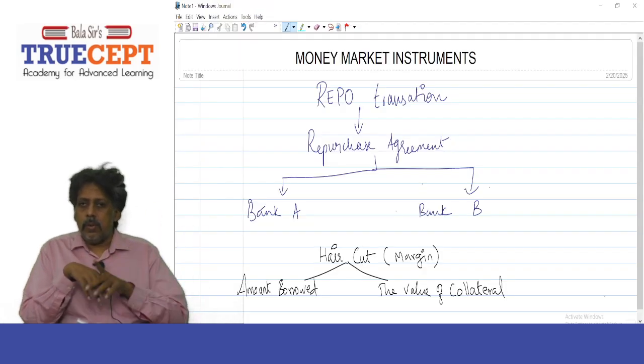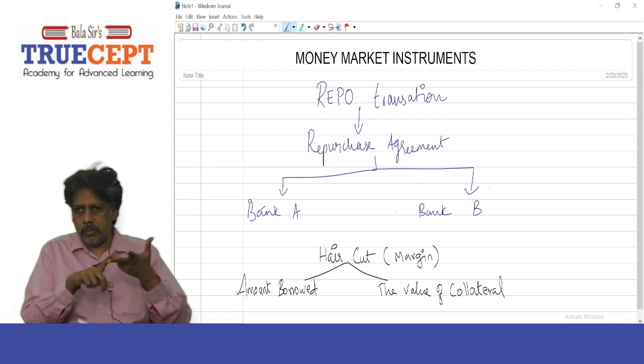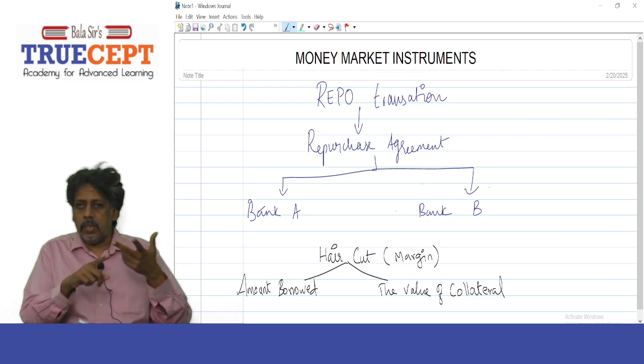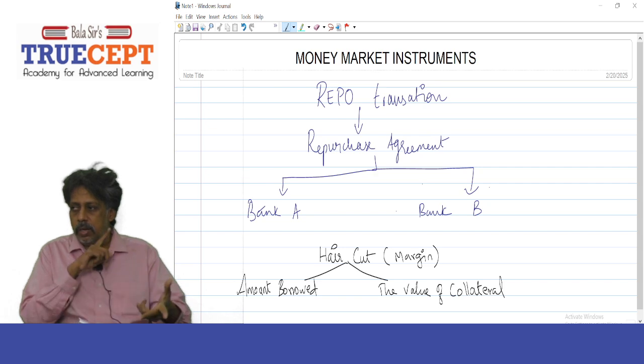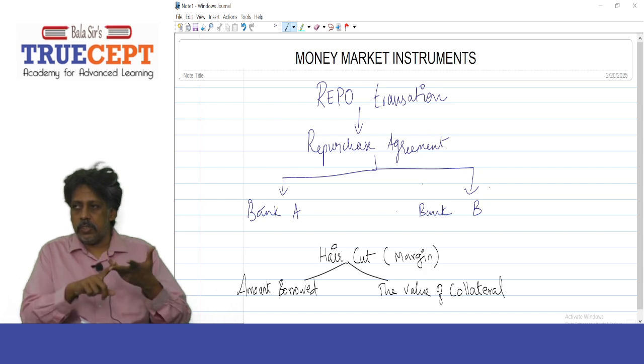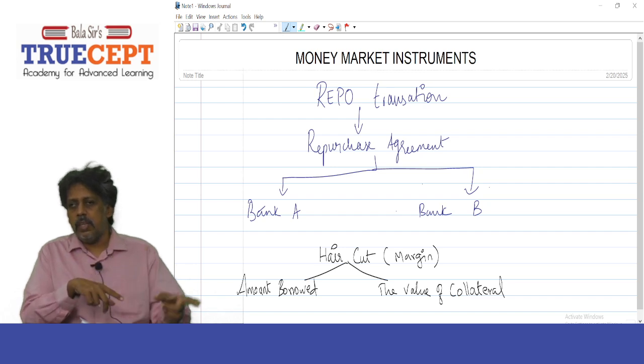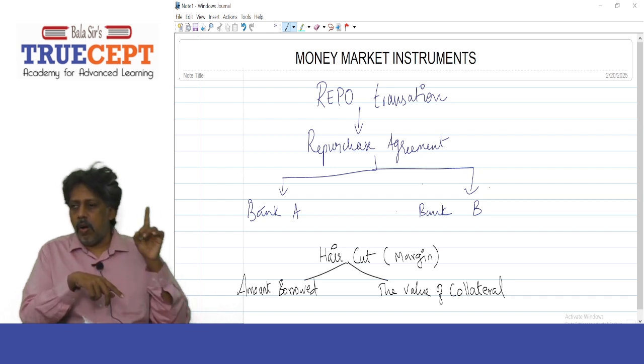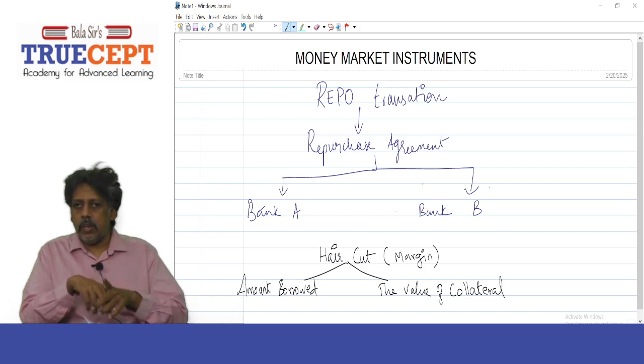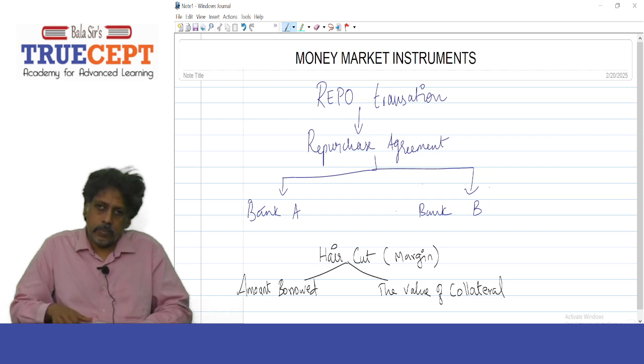Okay, so guys, we're going to start with the next topic on money market instruments. In this particular chapter, we'll be dealing with how to tackle repo transactions, and then commercial papers, and T-bills, that is treasury bills issued by the Reserve Bank of India to raise money for the government.